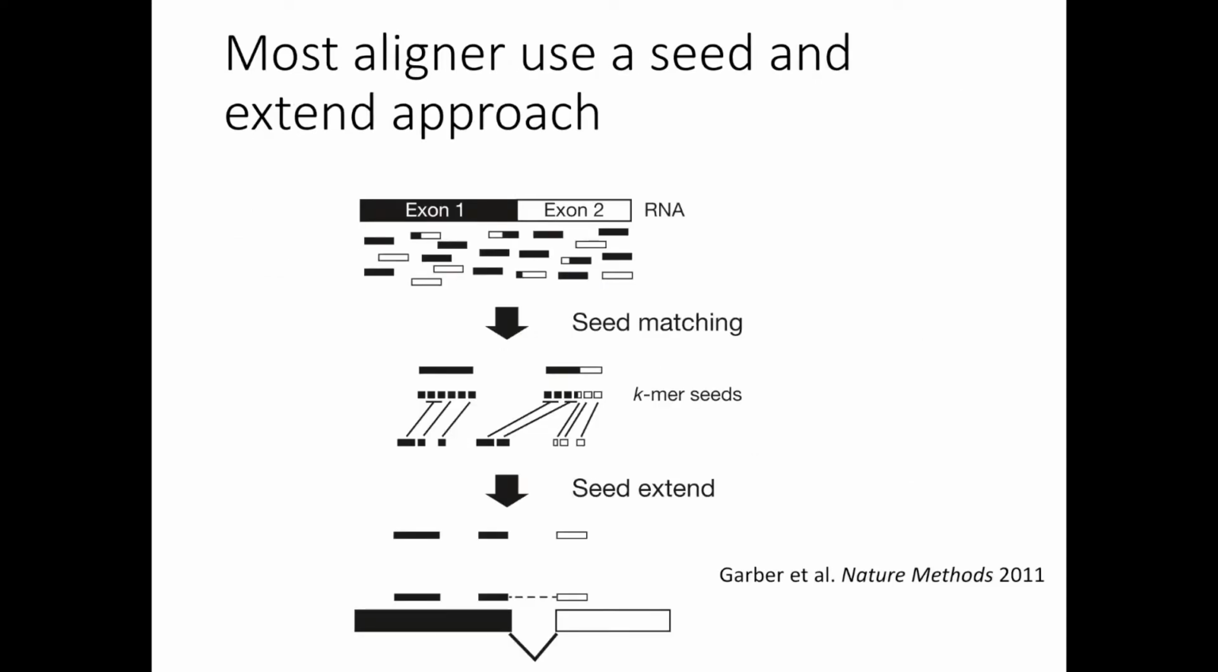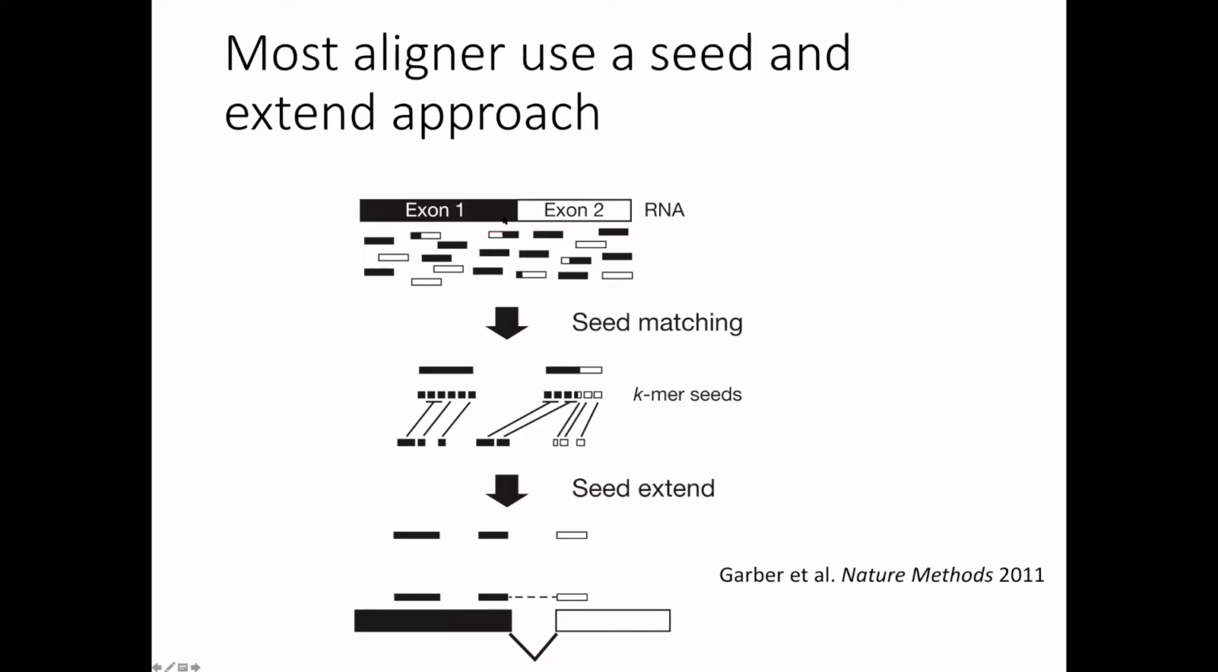So most aligners are using a seed and extend approach. In this figure, you can see that there is a gene that contains 2 exons, this one over here. I use this nice color. And on the genome, that one is then separated by an intron. So here is an intron. So there's a distance here between these 2 exons. But the RNA that the reads are coming from is this spliced out form.